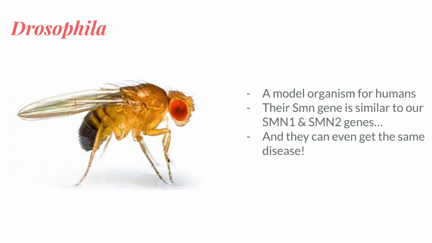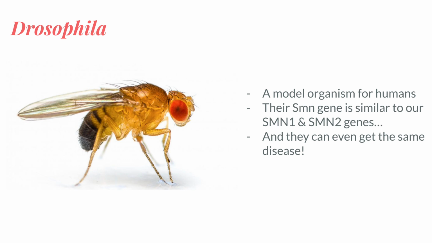So a lot of times in science, we do experiments on what we call model organisms because it would be unethical to perform them on humans. So this fruit fly species is often used as a model organism for humans because, believe it or not, we share a lot of similarities. For instance, their SMN gene is similar to ours.